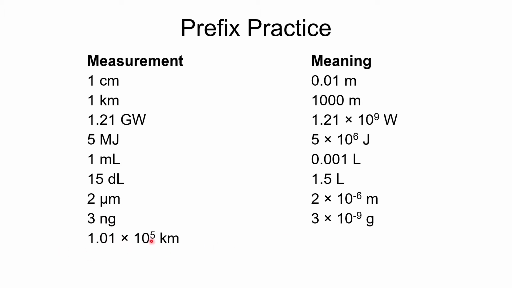1.01 times 10 to the 5th km. Well, k means kilo, so 10 to the 5th times, and kilo is 10 to the 3rd, so 10 to the 5th times 10 to the 3rd is 10 to the 8th. That would be 1.01 times 10 to the 8 meters. And then finally here we've got 2 ps, and p is pico. Pico is 10 to the negative 12, so we will write that as 2 times 10 to the negative 12 seconds. Not a long amount of time at all.